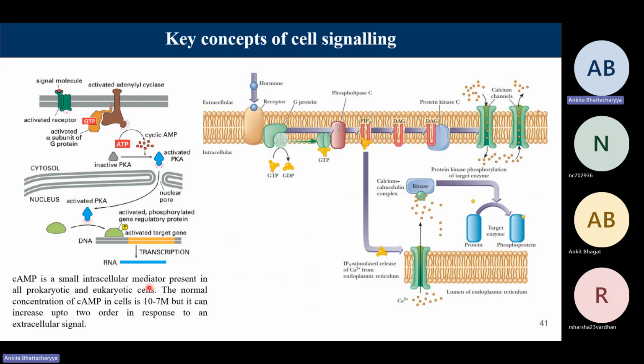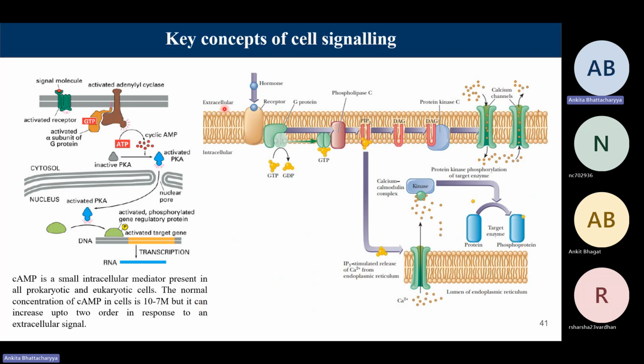This cyclic AMP is present in all eukaryotic and prokaryotic cells. While the normal concentration is 10 to the power minus 7 molar, it can increase up to 2 orders in response to an extracellular signal, which stimulates it.